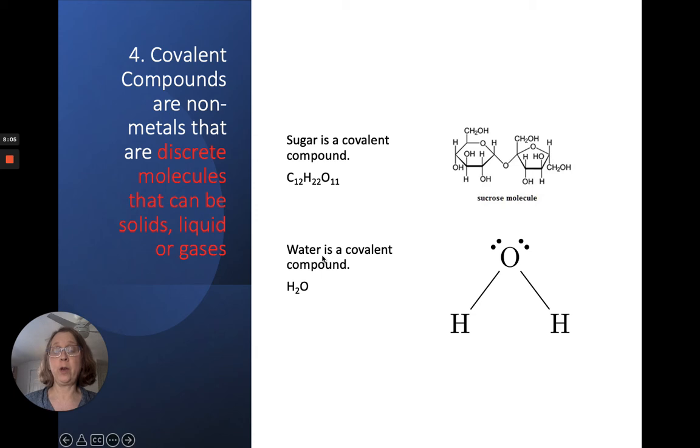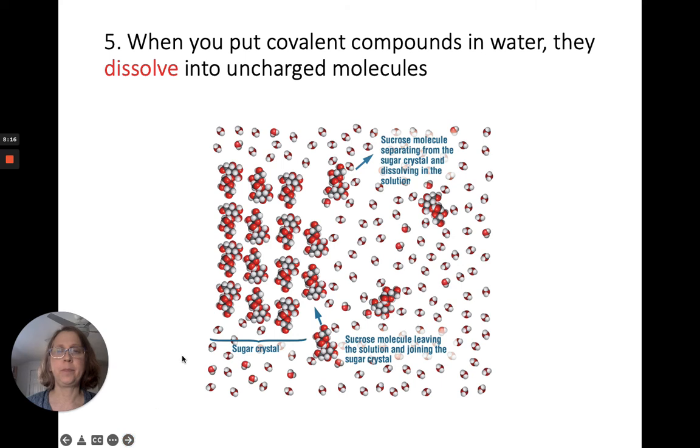Water is also a covalent compound. It's a liquid at room temperature. And again, if it's a compound and it's a liquid, then we know it's covalent. Again, hydrogen and oxygen are both nonmetals. Okay, so when you put covalent compounds, this is in contrast to ionic, when you put covalent compounds in water, they dissolve into uncharged molecules.